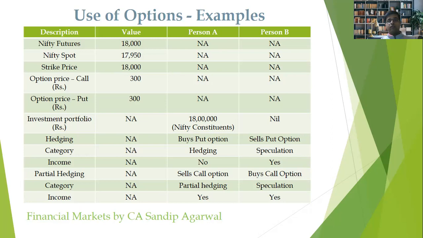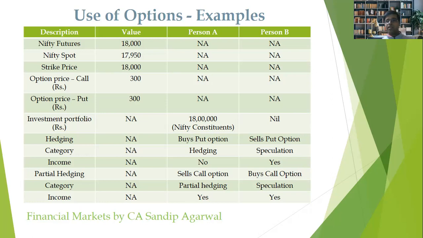Now, if person A feels that the market is going to be bearish, Nifty is going to fall. In case Nifty falls, obviously his investment portfolio would also fall. He wants to hedge his portfolio because his investment is long term. He doesn't want to alter his investment portfolio, but he wants to cover the downside risk of his investment portfolio, which will happen in case the Nifty starts falling from the current level. So he hedges his portfolio by buying the put option.